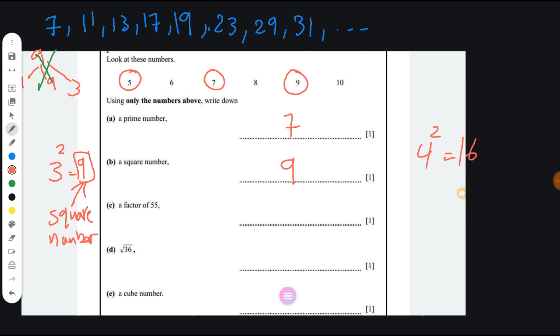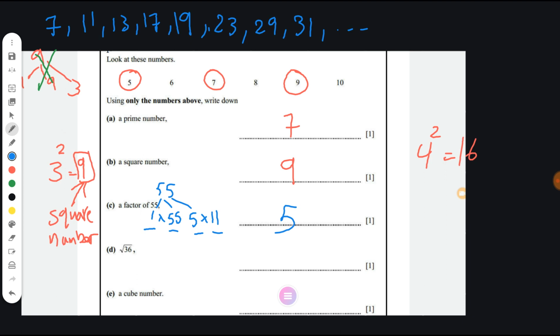Factors of 55. Actually, 55 can be written as 1 multiply 55. Also, it can be written as 5 multiply 11. So all of these are factors of 55. Which one belongs to here is 5. So it's 5, yes.